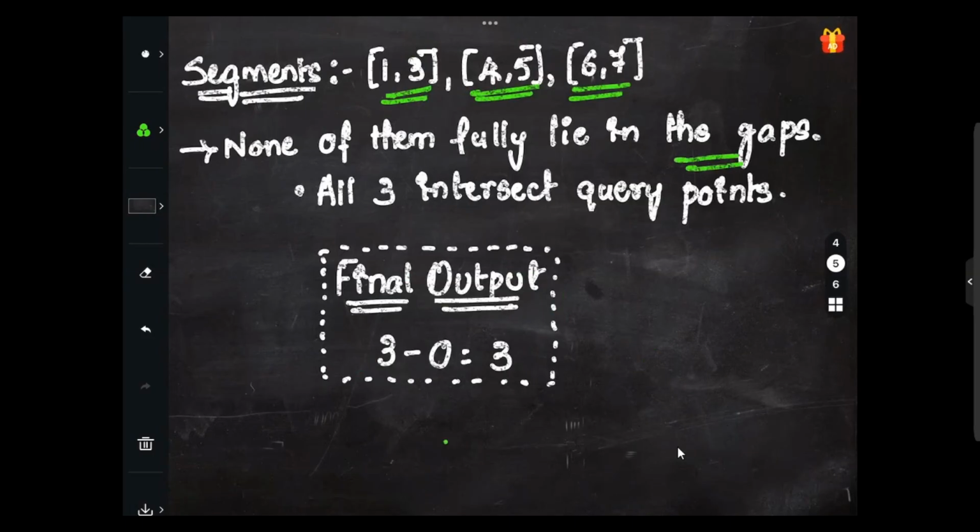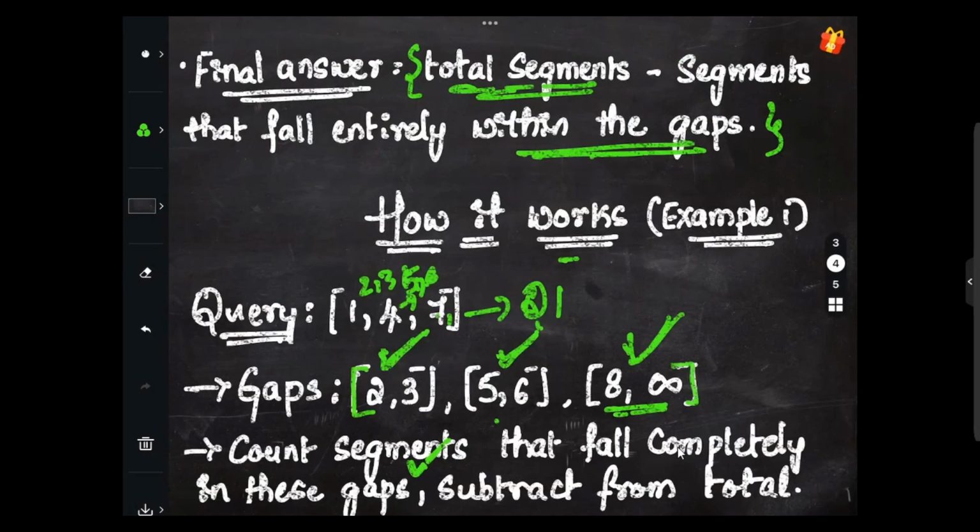See, 2, 3 we have, but 3 is already present, right? 5, 6 we have, but 5 is already present, and 8 comma infinity we don't have at all. So none of them fully lie in the gaps. All three basically intersect the query points. So the answer we got here is 0. The final answer is total segments minus segments that fall entirely within the gaps, and for the latter we got 0.